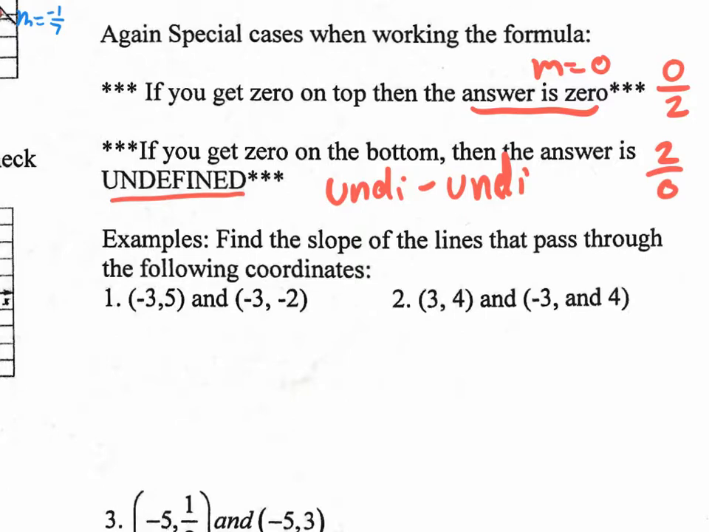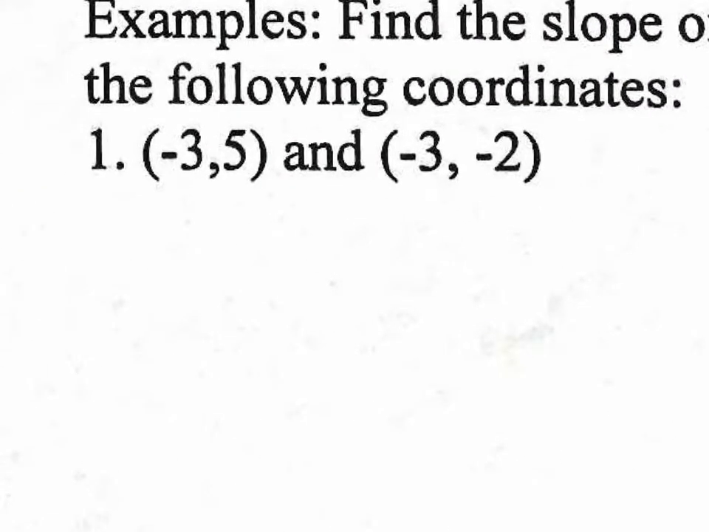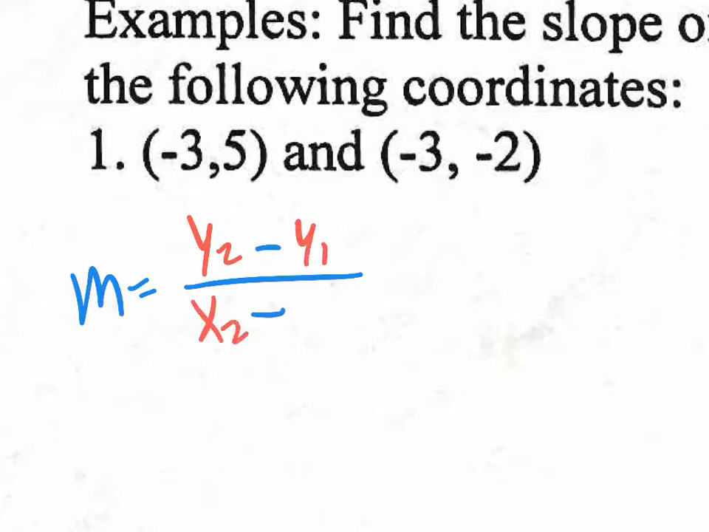All right. So let's do a couple of examples right here. Number 1, again, the formula, m equals y2 minus y1 over x2 minus x1. Start with the division and the subtractions always first. Label your coordinates xy, xy. This is your first point. This is your second point.